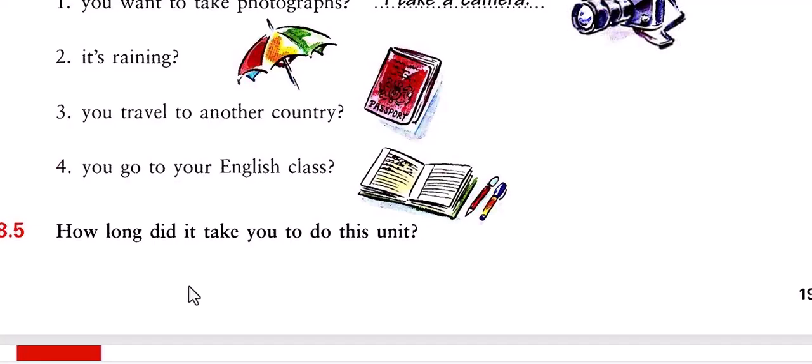And how long did it take you to do this unit? Answer that question. Maybe it takes you, this unit is very, very short by the way, so we are just recording this chapter in less than 10 minutes or about 10 minutes.